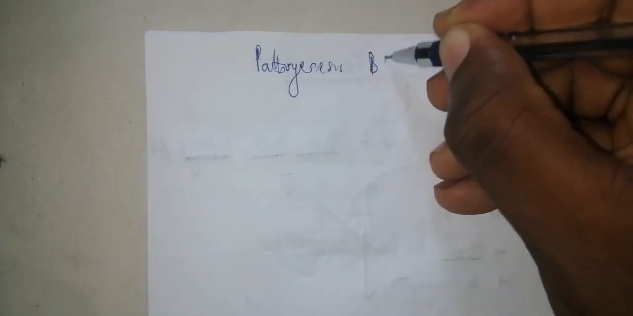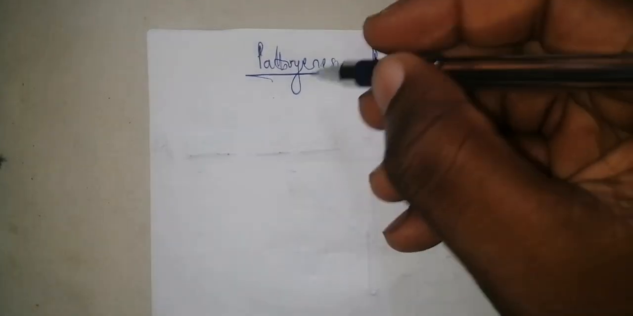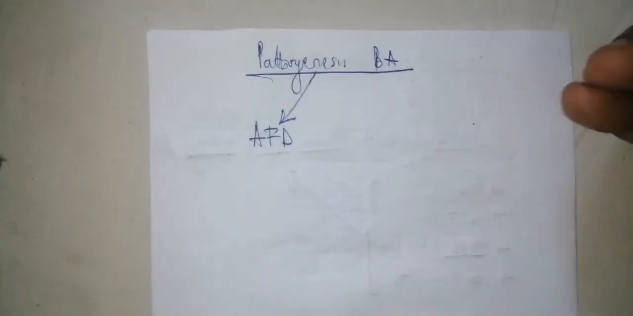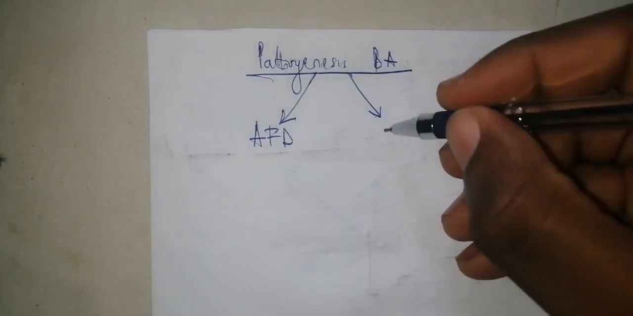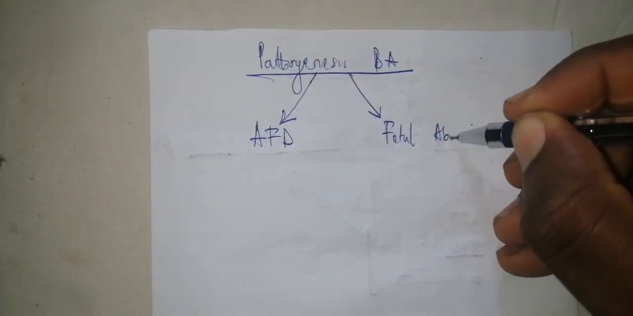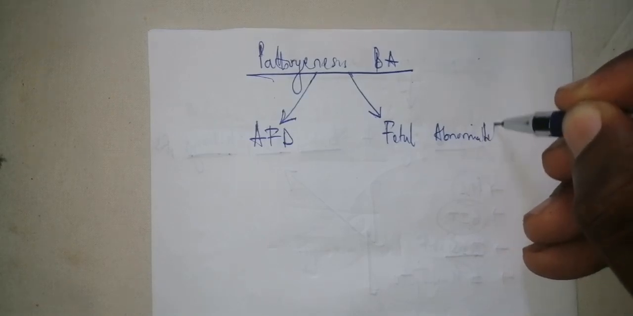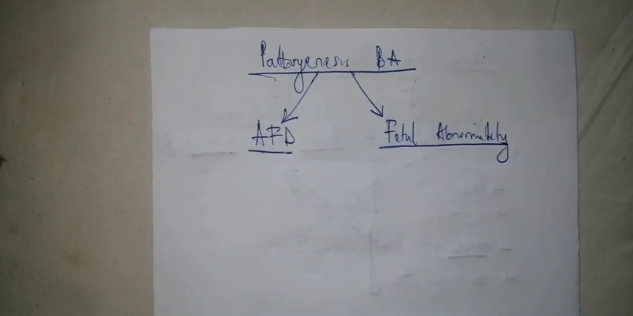So, for the pathogenesis of birth asphyxia, you need to know that when you want to understand how the causes result in birth asphyxia, there are two major mechanisms. The first mechanism is via acute fetal distress. And the second mechanism is via fetal abnormalities. These are the two major mechanisms you can speak about.